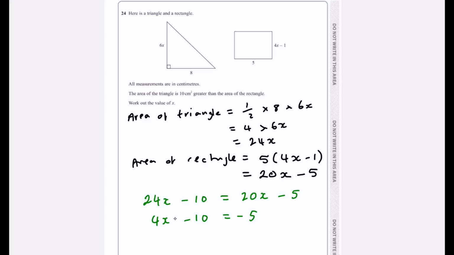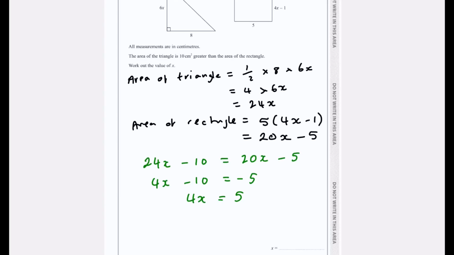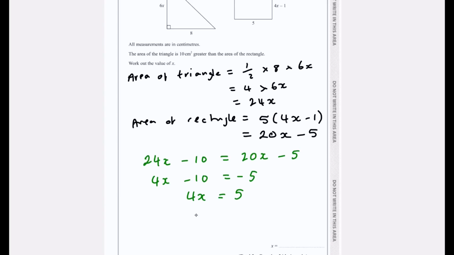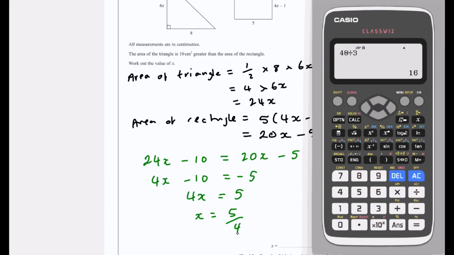We want x by itself now. Get rid of the 10. To get rid of a minus, we plus. So 4x is equal to negative 5 plus 10, which is 5. And then divide by 4 to get x by itself. So 5 divided by 4, which is 1.25.